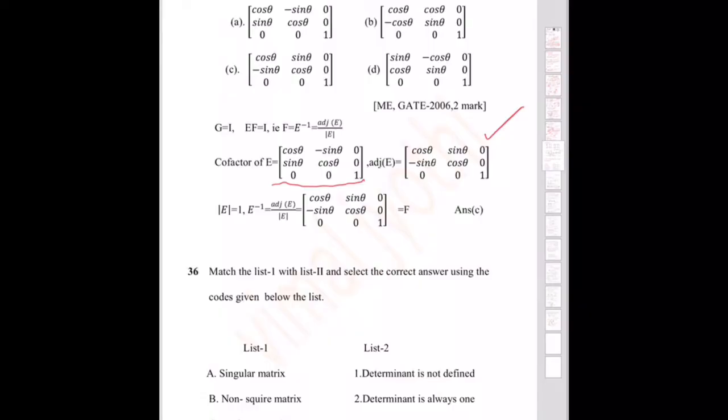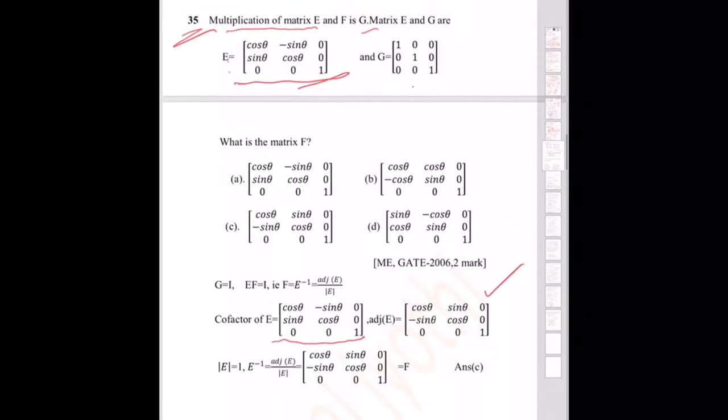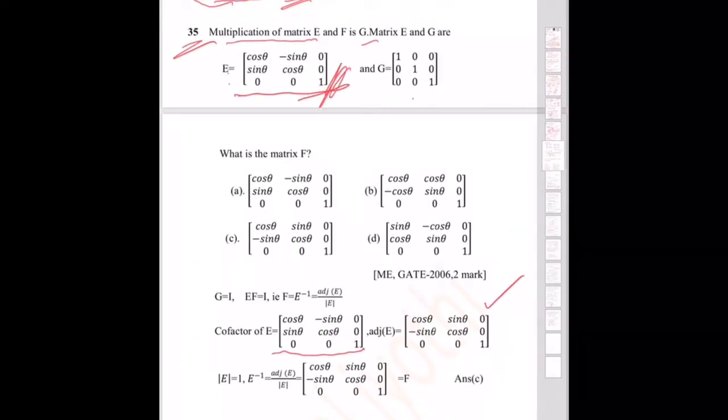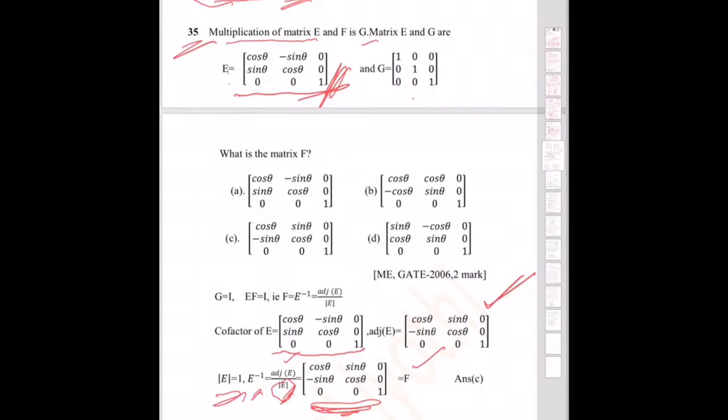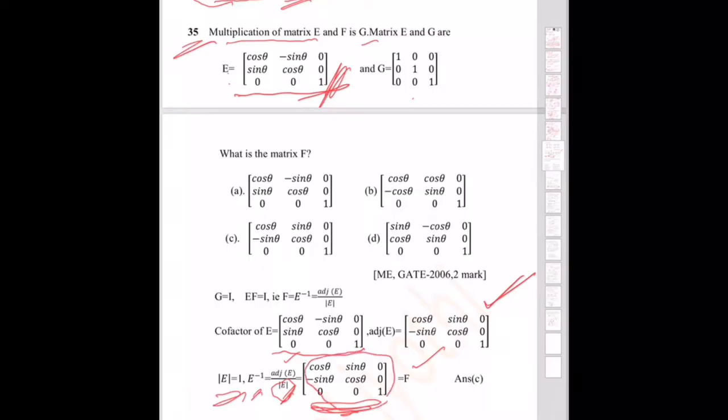Then determinant of E, this E, is equal to 1. Then E inverse is equal to adjoint of E divided by determinant of E. But determinant of E equals 1, so E inverse equals adjoint of E. That is adjoint of E. E inverse equals F, so F equals adjoint of E, which is this. That is answer C. This is the correct answer.